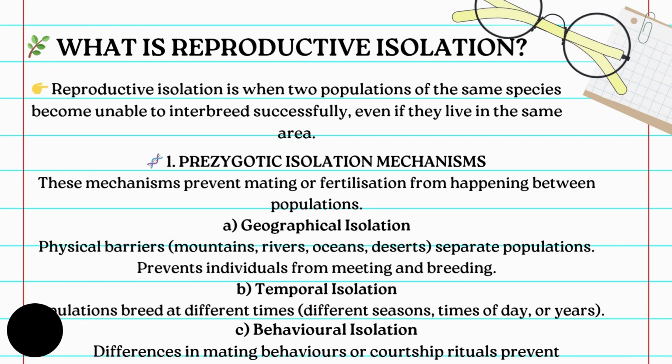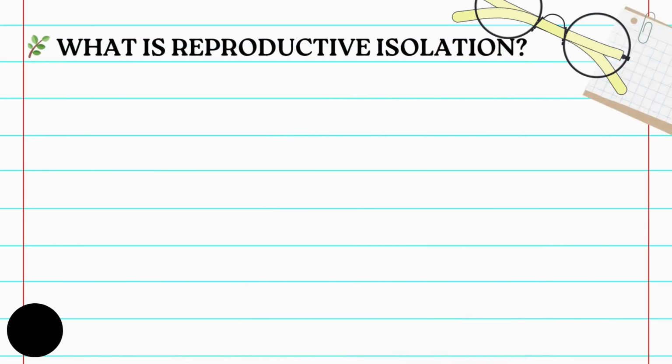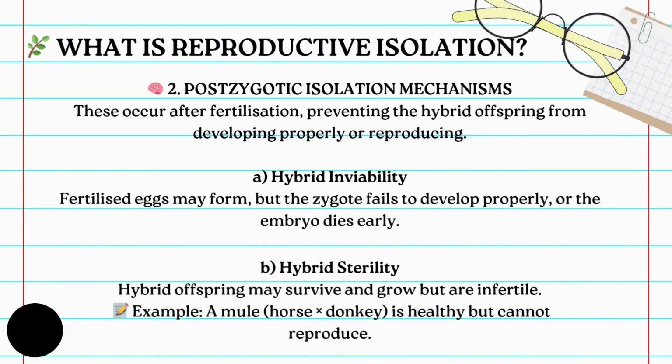It could be geographical isolation, like we talked about: there's a mountain or river. Temporal isolation, where breeding time is different, such as mating season or time of the day, so they breed at different times. Or behavioral isolation, which, like we talked about, is when mating calls are now different.